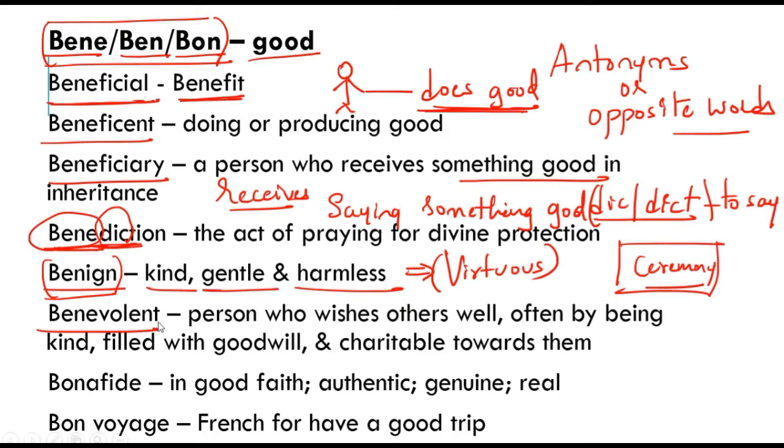Next word, benevolent. Benevolent is a person who does something good to others all the time. In other words, benevolent actually means selfless. You always think about others. You never think of I, me, myself, mine. For you, it's all about helping others, working for others, doing good to others. Then you are actually considered a benevolent person.